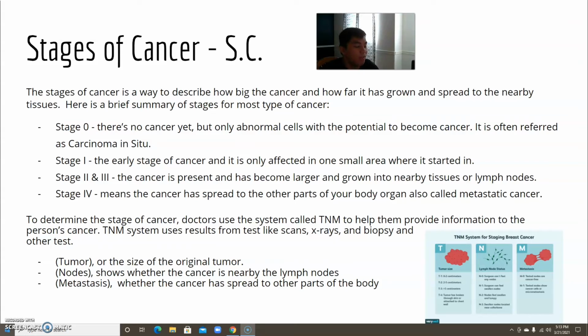For most cancer staging, they use some form of the TNM system, and most doctors use this to help provide them information on the person's cancer. The TNM system uses results from tests like scans, X-rays, biopsies, and other tests. And by the way, the TNM acronym stands for tumor, nodes, and metastasis.